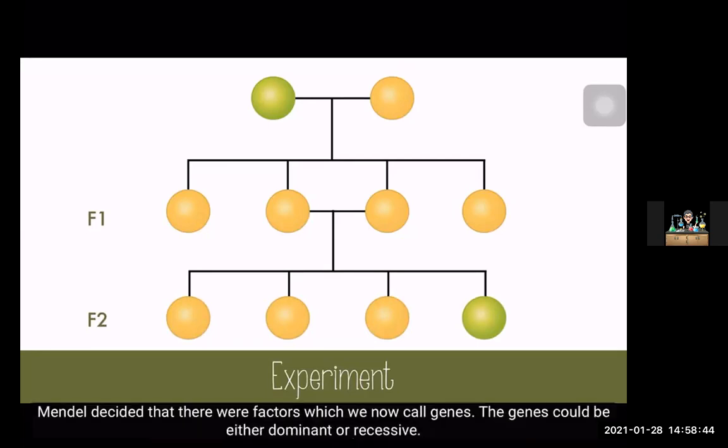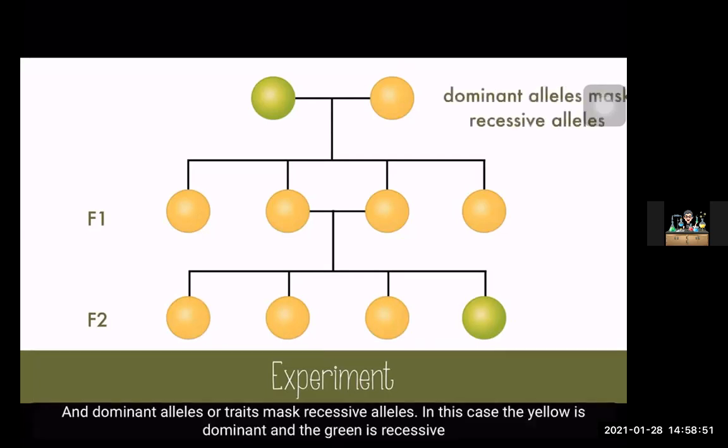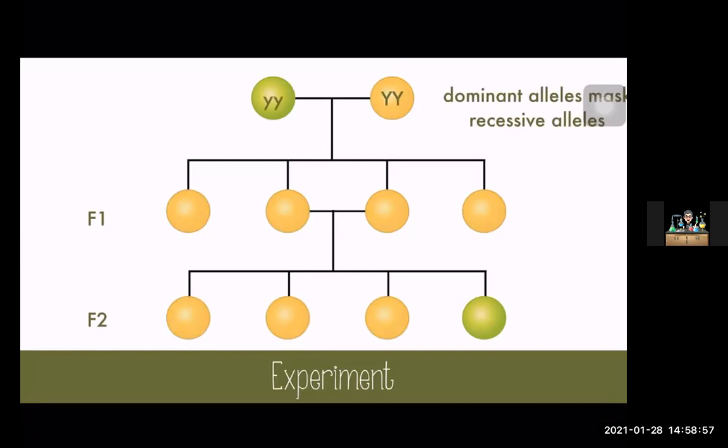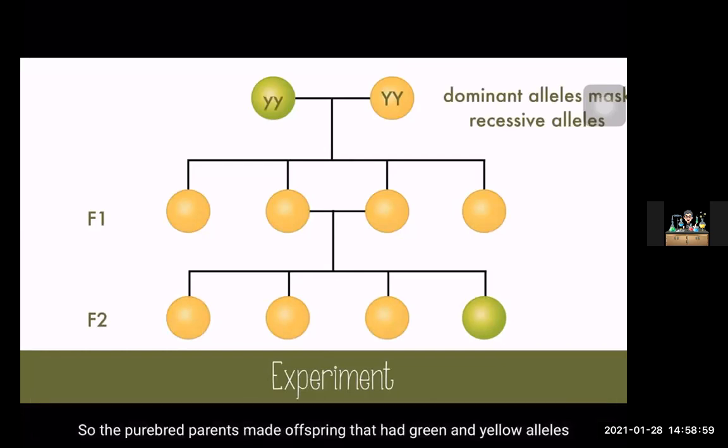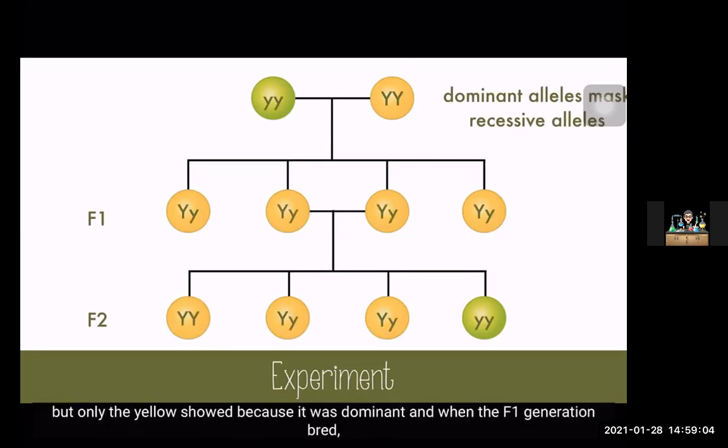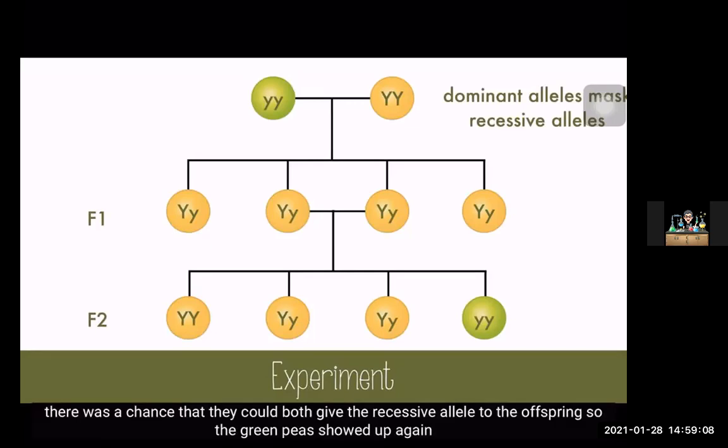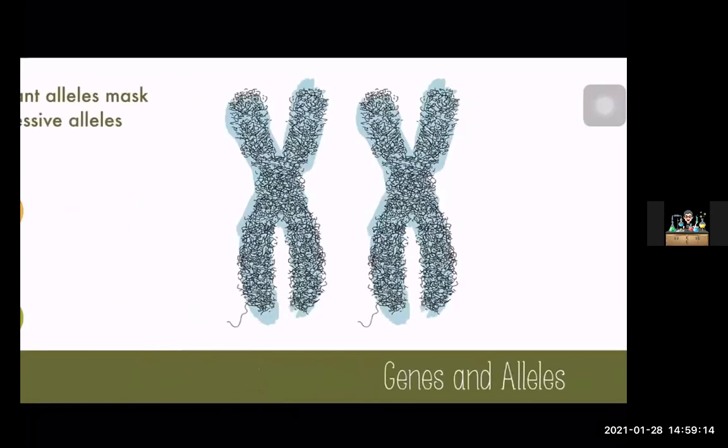What could be happening? Mendel decided that there were factors, which we now call genes. The genes could be either dominant or recessive, and dominant alleles or traits mask recessive alleles. In this case, the yellow is dominant and the green is recessive. So the purebred parents made offspring that had green and yellow alleles, but only the yellow showed because it was dominant. And when the F1 generation bred, there was a chance that they could both give the recessive allele to the offspring, so the green peas showed up again.